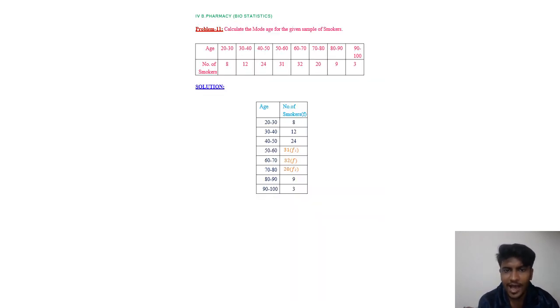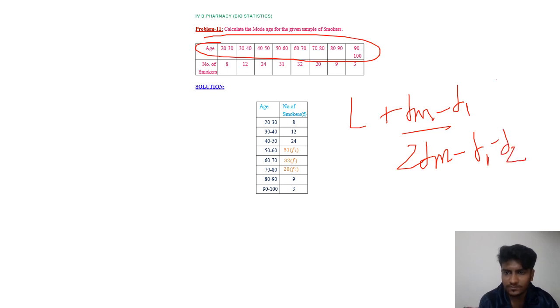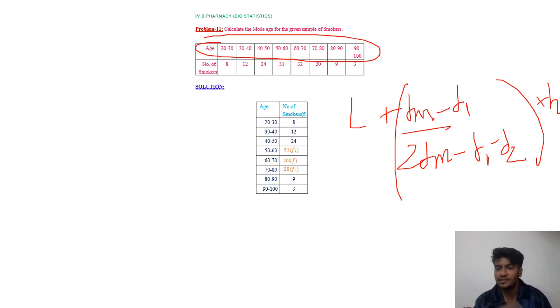Now, when you have a data set that is grouped, so for continuous data like this, you need to use a formula of L plus (Fm minus F1) upon (2Fm minus F1 minus F2) into H. Do not forget this H, and it is not H upon F like the median one. It is only the class width.